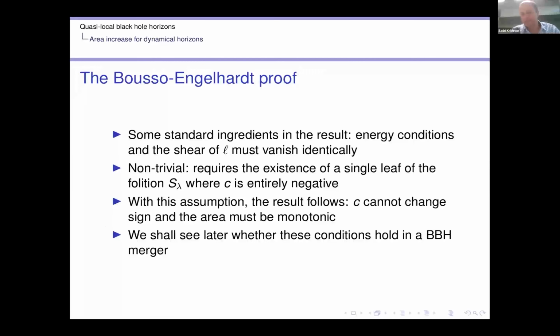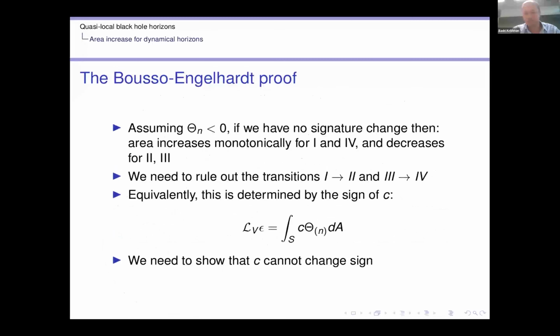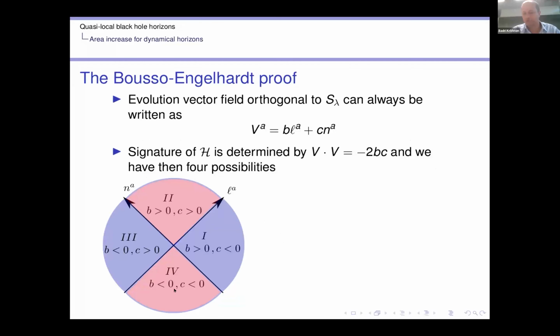The details of the proof, I can go through it if you wish, but it is a little bit involved, so we won't have enough time to do that here. I'll just motivate you to look at the paper and go through that proof. But the main result is that C cannot change sign. Therefore, transitions from 1 to 2 or 3 to 4 are not allowed.